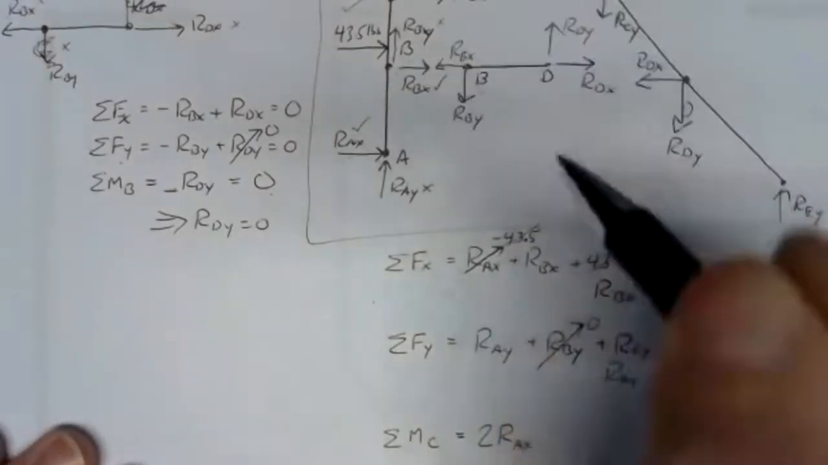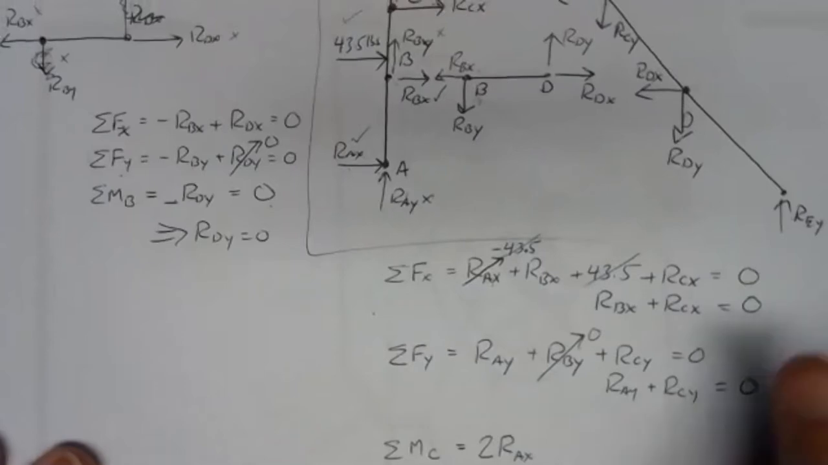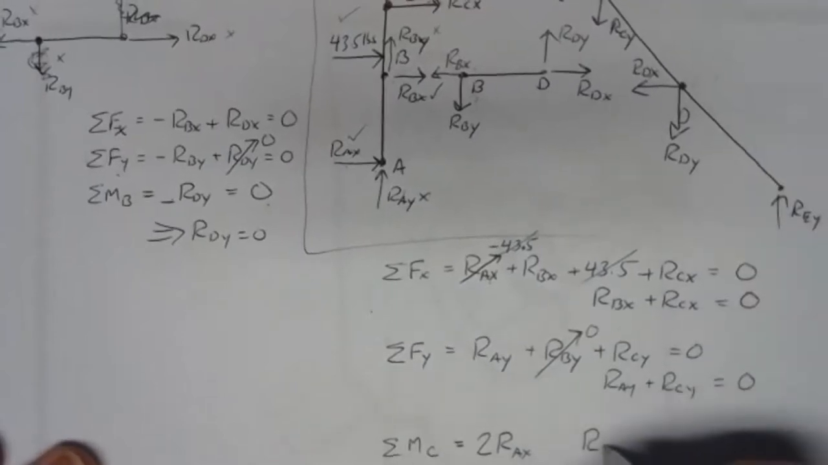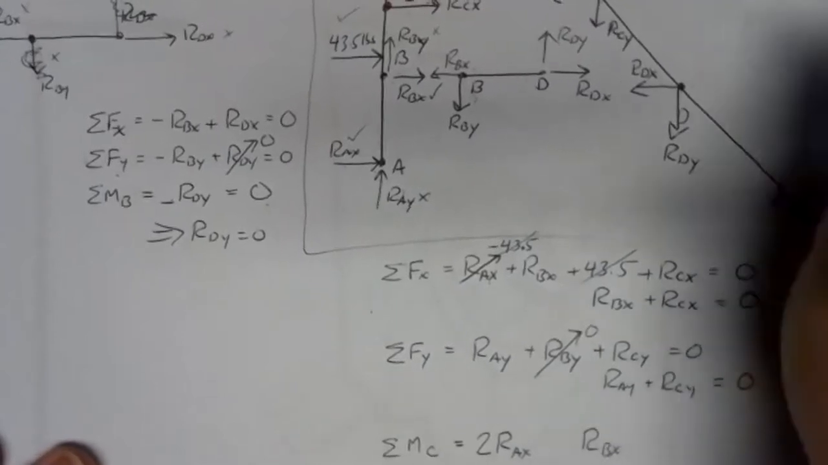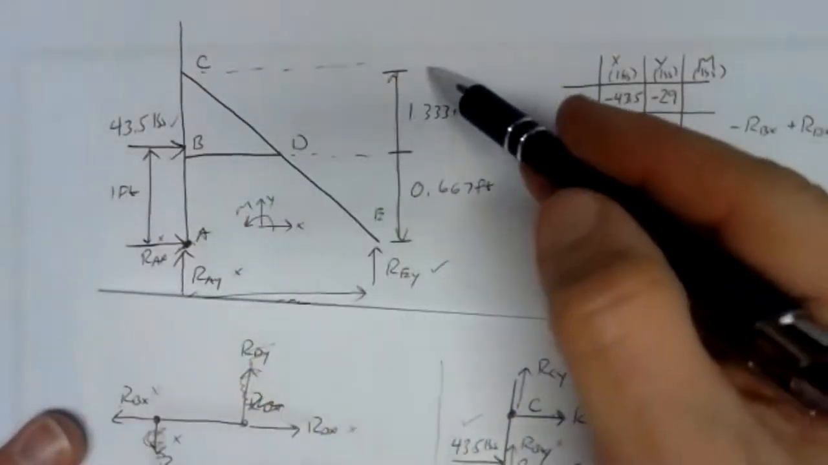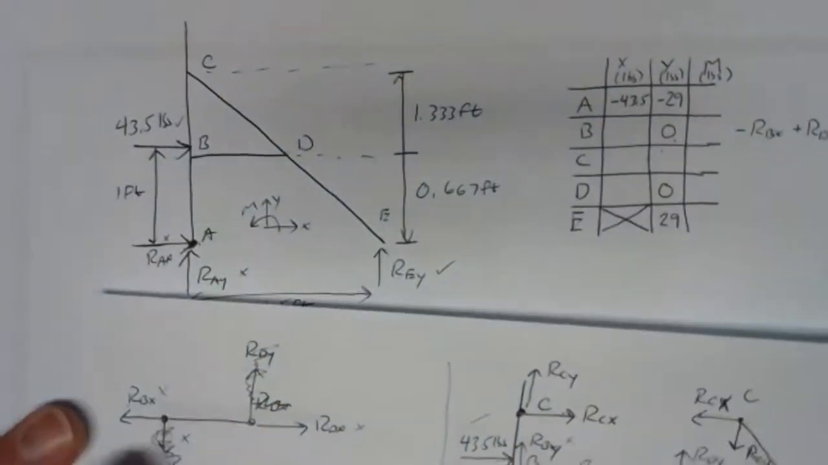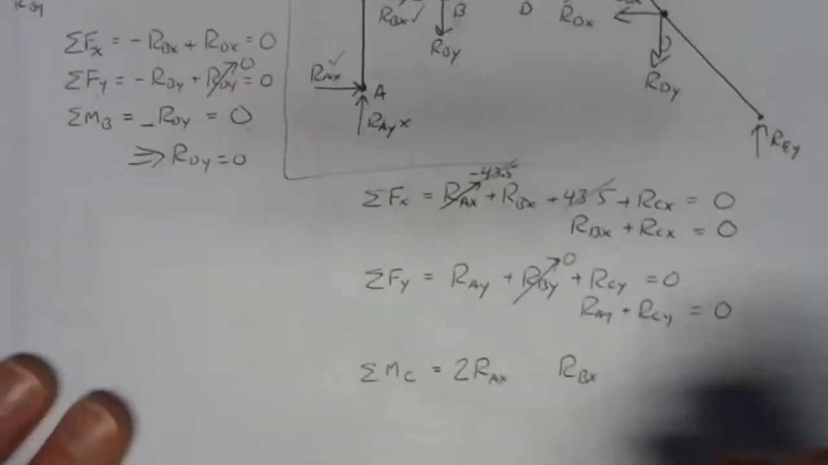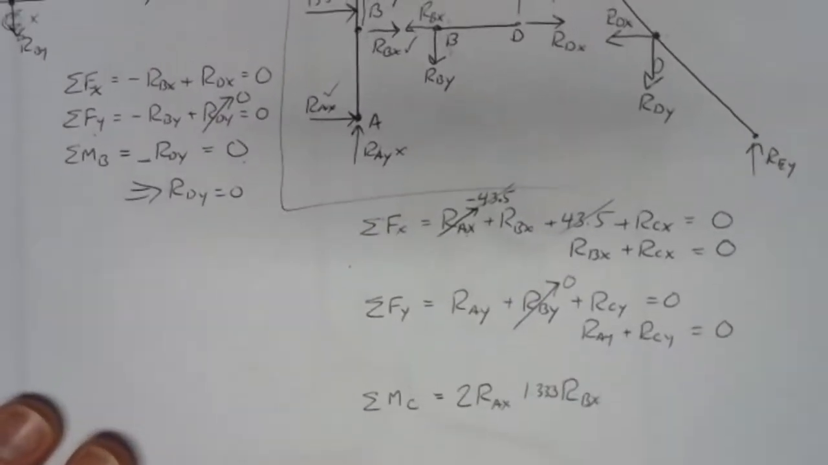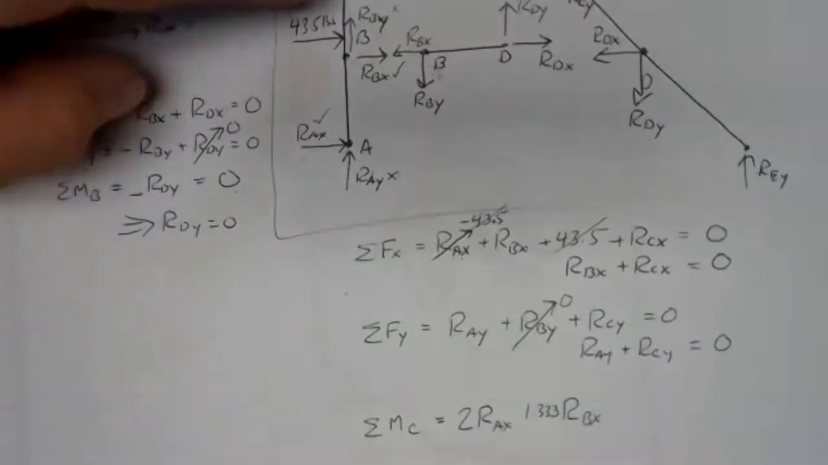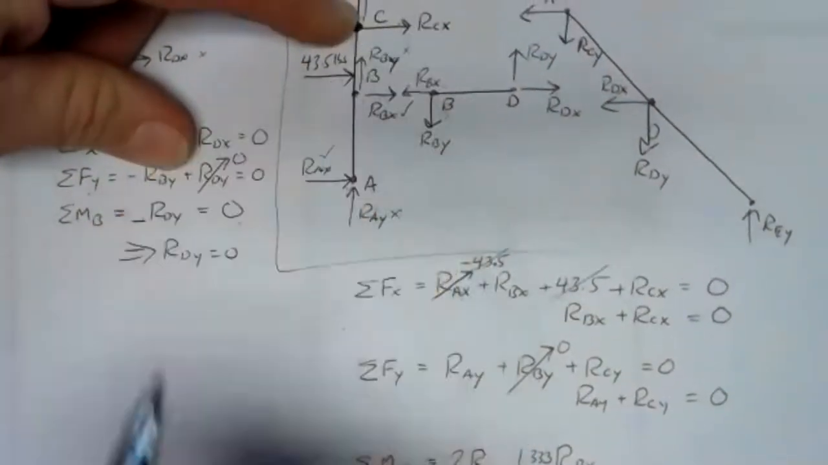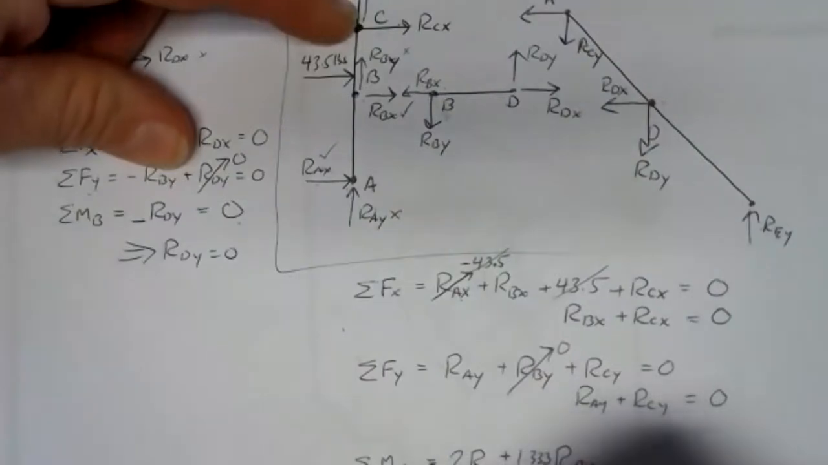Then we've got B. We've got RBX according to our drawing, so we're going to have RBX times some arm. The arm for RBX, if we look at the distance here, is 1.333 feet. So we have 1.333 RBX, pinned at C, pushing to the right at B. That would be a counterclockwise moment, so also positive.